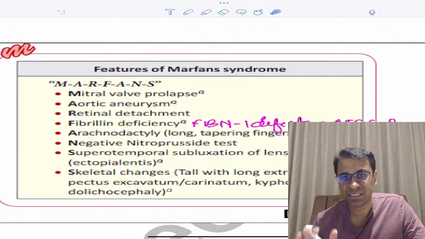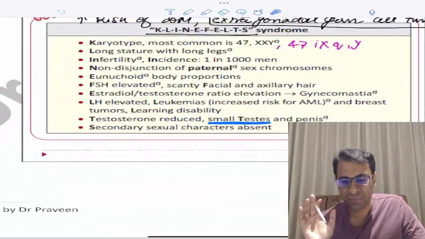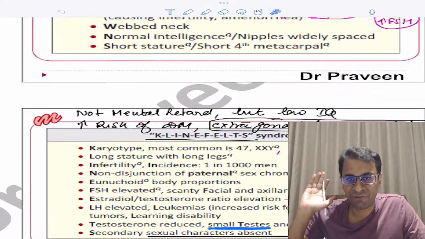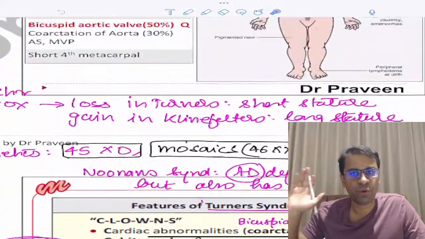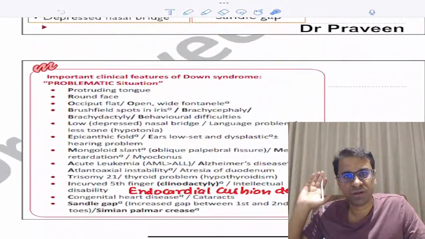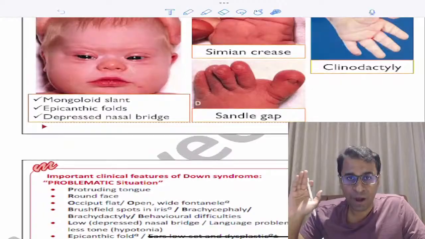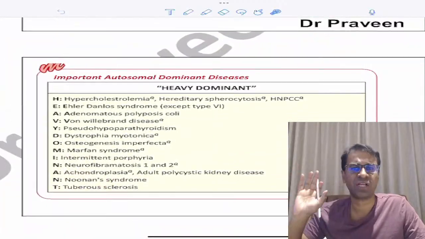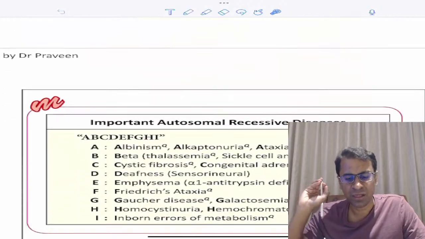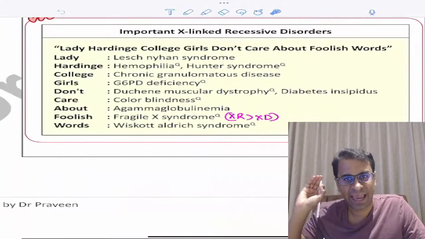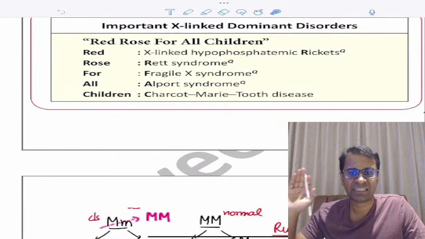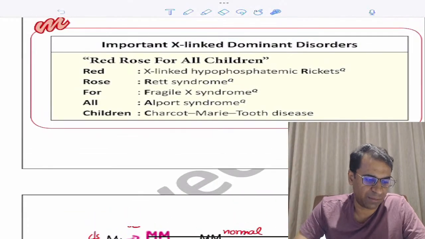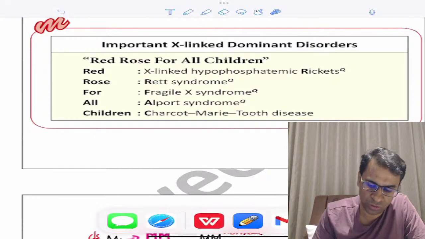I am telling you guys, this mnemonic is in my Telegram group. All of you, please go through this mnemonic. There is a mnemonic for Klinefelter, for Turner syndrome, and also for Down syndrome. Apart from that, the mnemonics I gave you are also for autosomal dominant, which will surely be asked. Autosomal dominant mnemonic, autosomal recessive mnemonic, the X-linked recessive mnemonic and the X-linked dominant mnemonic. All of them are very frequently asked in the NEET exam. You will surely get a question from this, so don't miss this question.